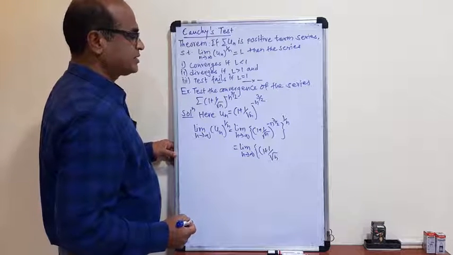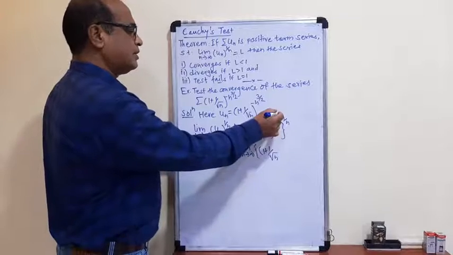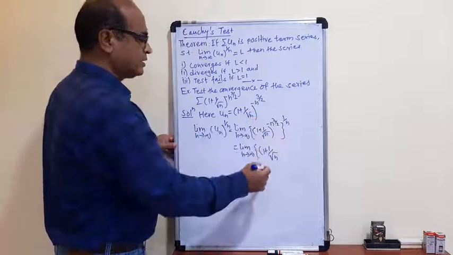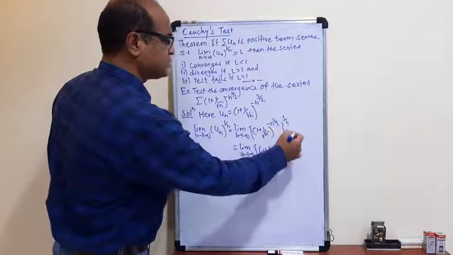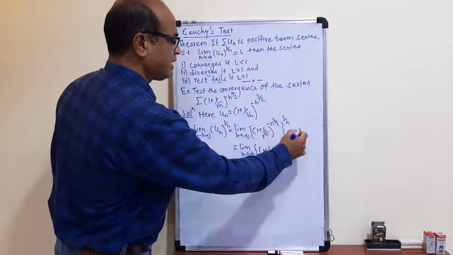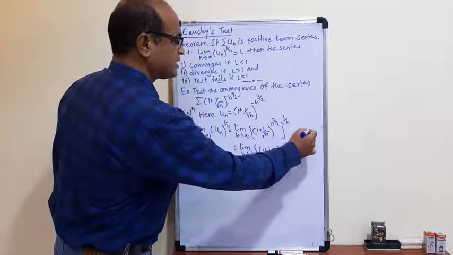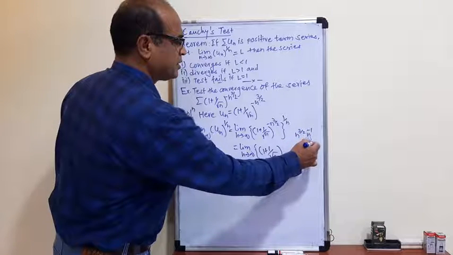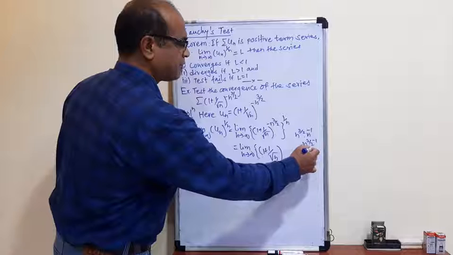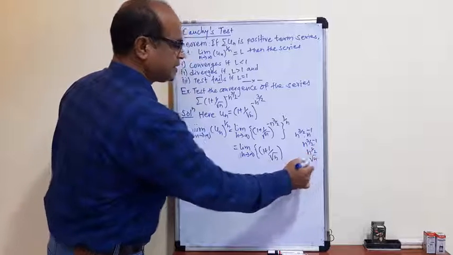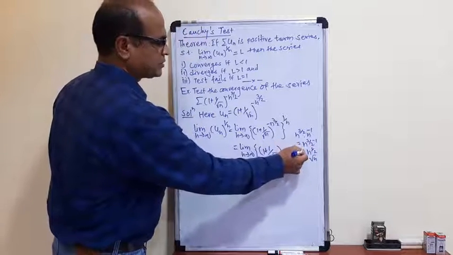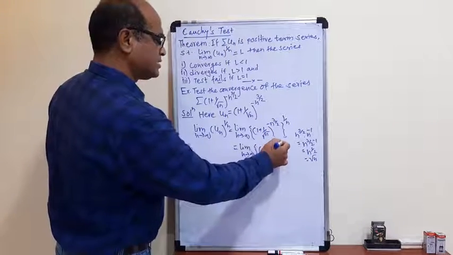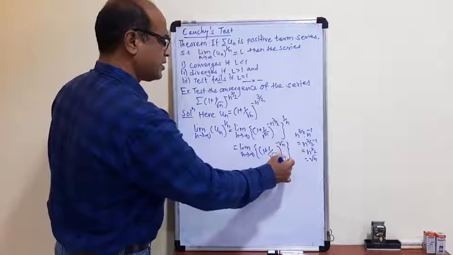raised to minus n raised to 3 by 2, and this raised to 1 upon n. Then what is this? So this is n raised to minus 1 times n raised to 3 by 2, so n raised to 3 by 2 minus 1. So this is n raised to 1 half, that is the root n here. Okay. So this is very simple. Then this becomes minus root n.